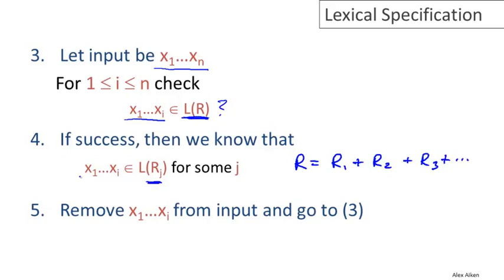Okay, so we know that this prefix x1 through xi is in the language of some Rj. And so we know that that's a word in our language. It's in one of the token classes that we're interested in. And so what we do is we simply delete that prefix from the input, and then we go back to step 3 and we repeat. In this way, we keep biting off prefixes of the input, and we'll do this until the string is empty, and then we have lexically analyzed the entire program.